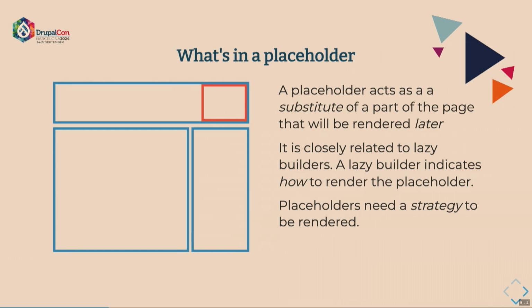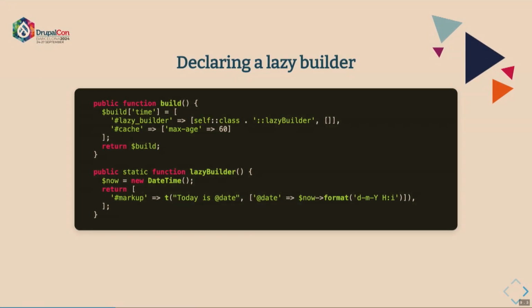Also, placeholders need a strategy to be rendered. So we have three things here: the placeholder, the lazy builder, and the strategy. They work together, but they are not the same. Let's start with the simplest one, which is the lazy builder, okay? Declaring a lazy builder is very easy. And it's basically a callback.